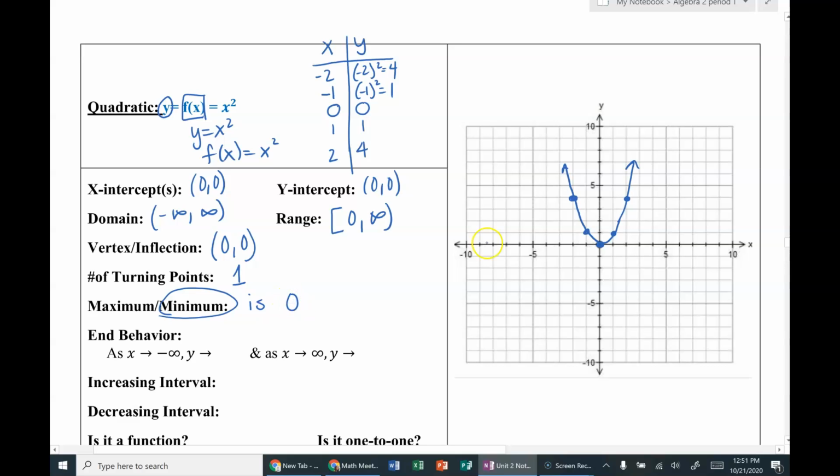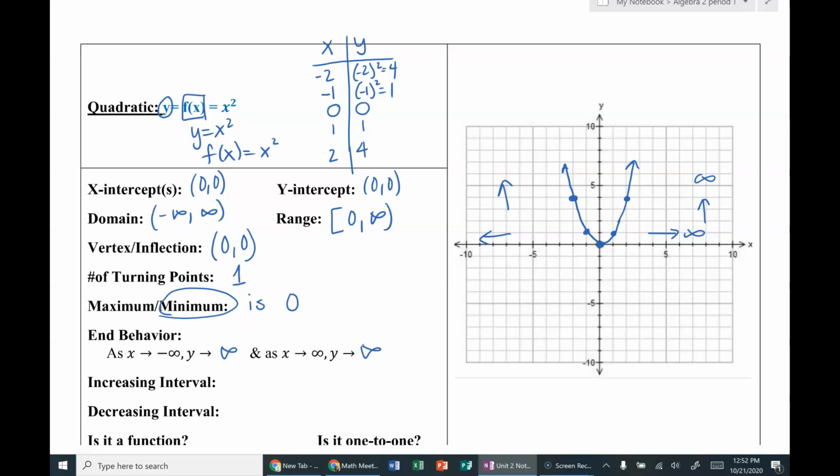Now, the end behavior. As x is going towards the left side, which is negative infinity, y is going up to positive infinity. As x is going to the right side, which is positive infinity, y is also going up to positive infinity. So we have up and up. They're both going up towards positive infinity.